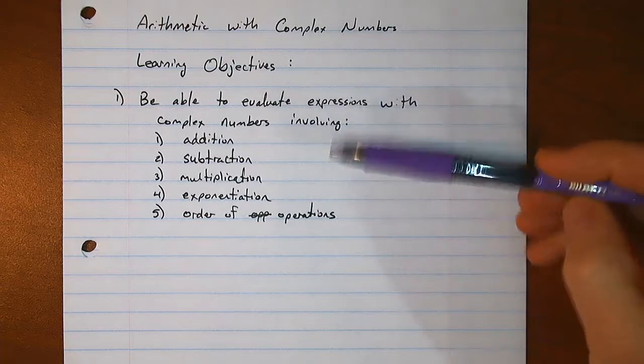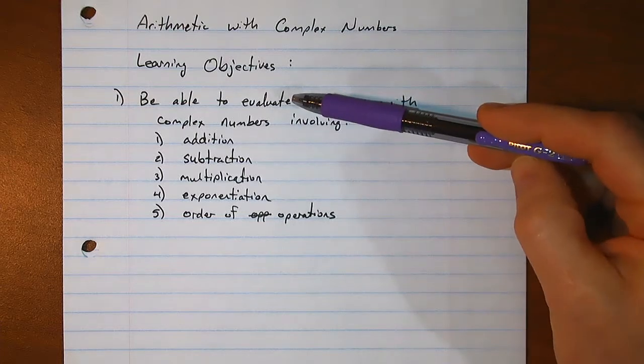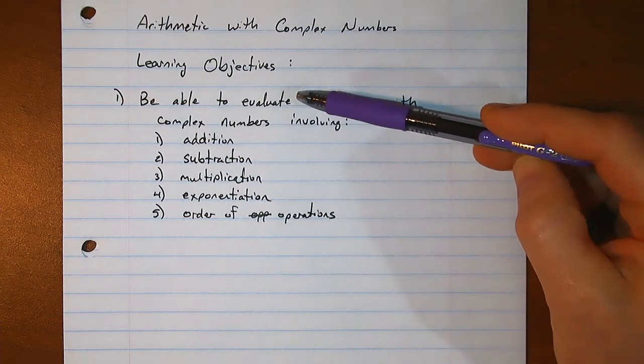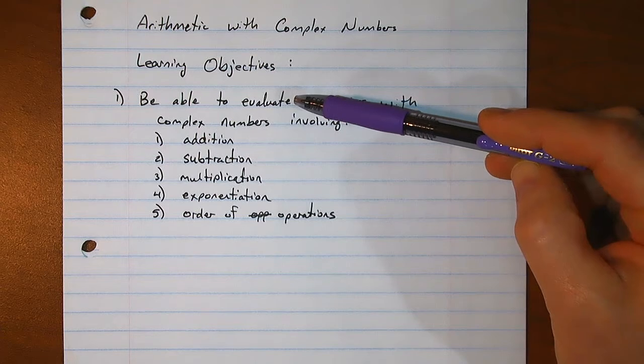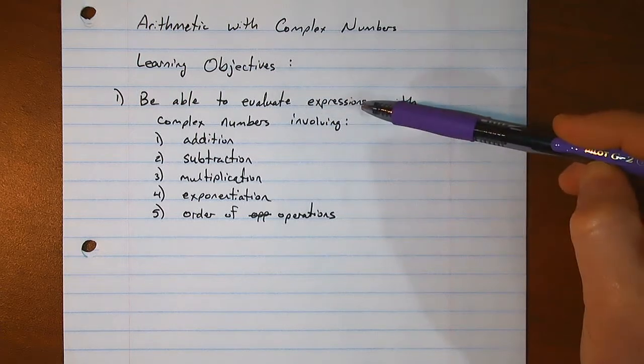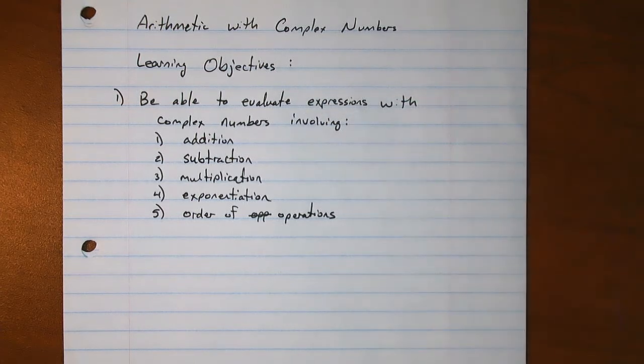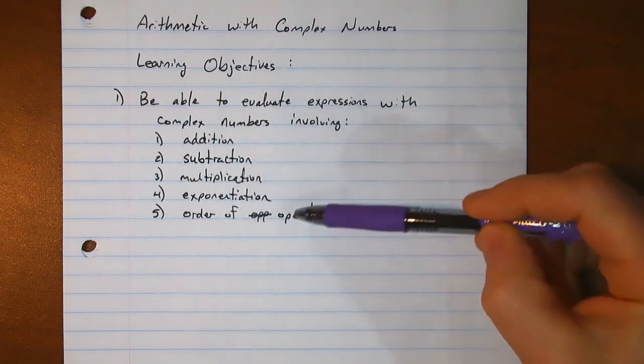Now, when you think about evaluating, remember, evaluate just means find the mathematical answer, right? So if I said 2 plus 5 and asked you to evaluate the expression 2 plus 5, you would tell me the answer is 7. Okay, that's all evaluate means. And so we're going to do that with complex numbers.